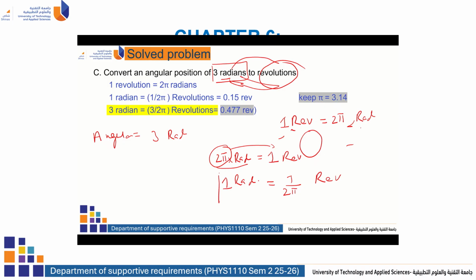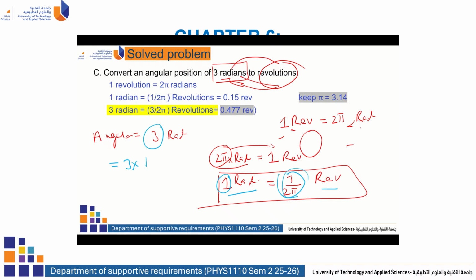The meaning is that we made a relation between 1 radian and the revolution. So 1 radian is 1 over 2 pi revolution. Here we have 3 radians. What I found is that 1 radian is 1 over 2 pi. So 3 radians how much? This is 3 multiplied by this factor, 1 over 2 pi, and this will be in revolutions.